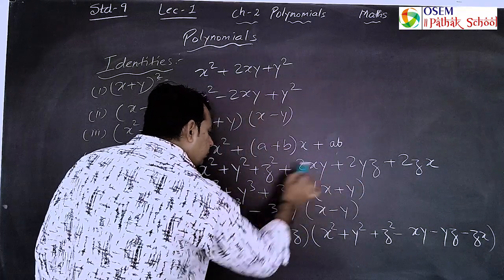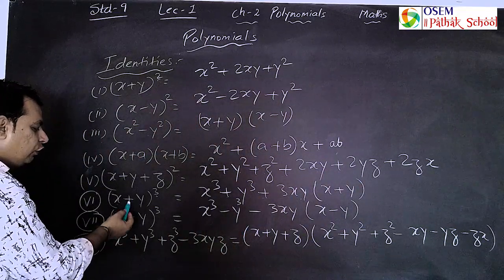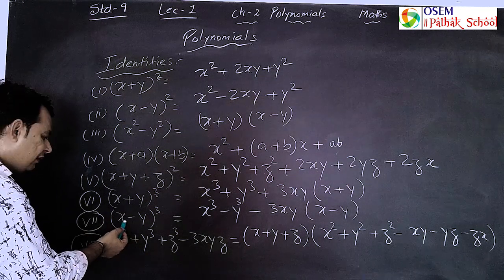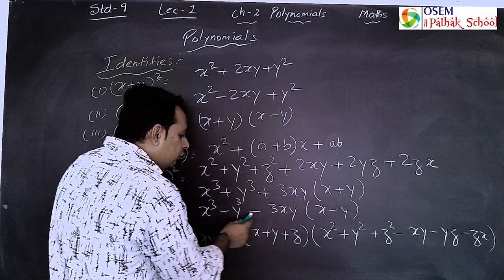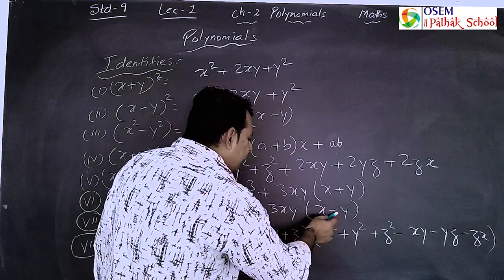Entire terms will be plus. Here it is the reverse one. It is plus over here, it is minus. (x - y)³ will be x³ - y³ - 3xy(x - y).